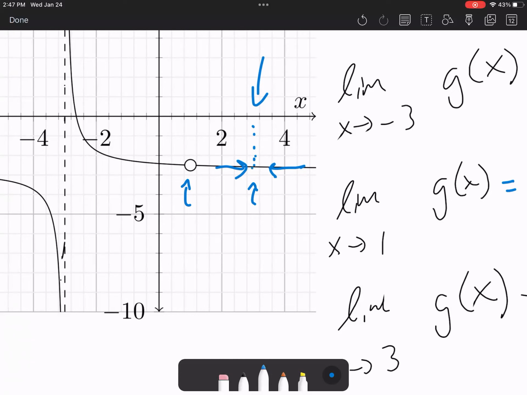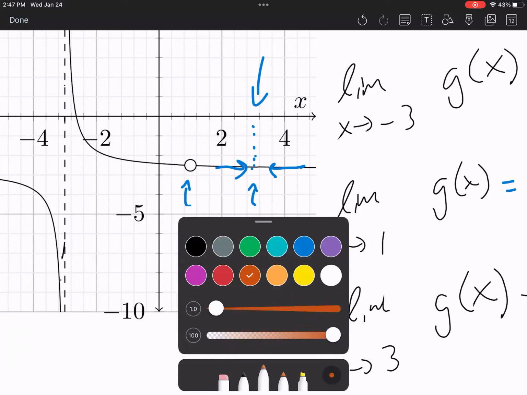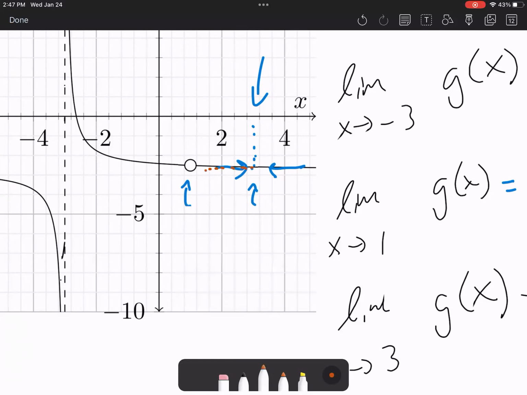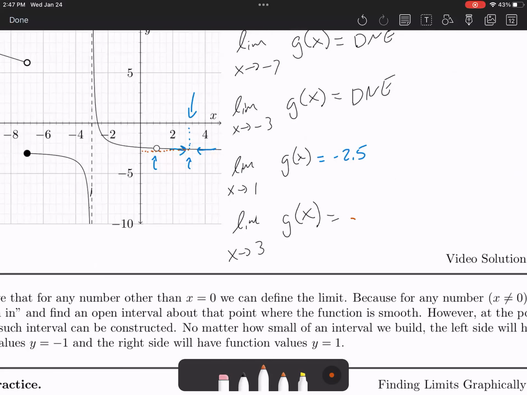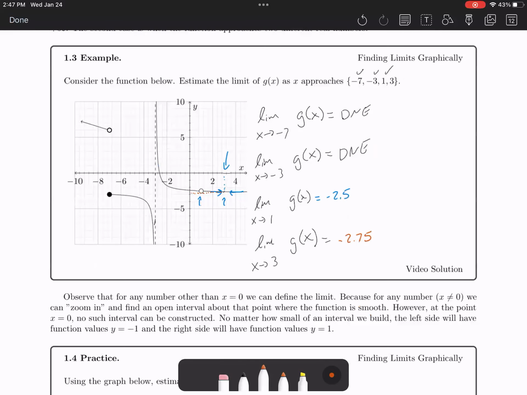And it looks to me like it's approaching a value. Again, we're just going to graphically estimate. Maybe that's -2.75. Okay, so the limit exists if the left hand and the right hand give you the same real number.